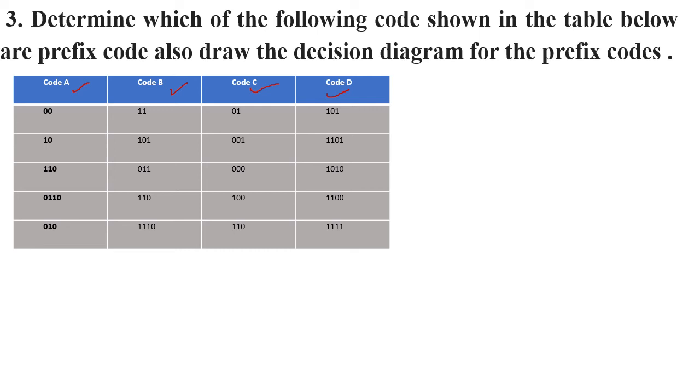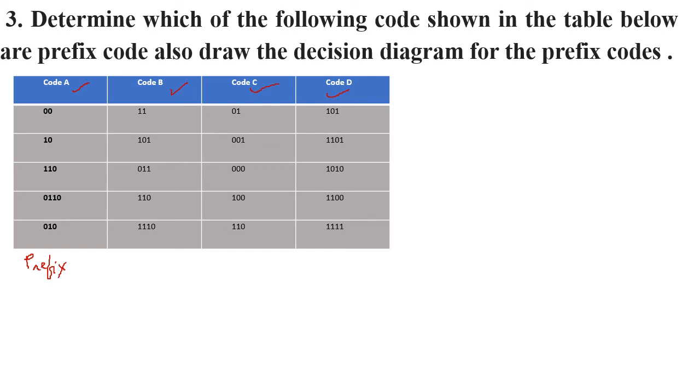For the prefix property, no code word should be a prefix of other code words. So we'll just observe the code here. 00 is not a prefix of any other code word. 10 is not a prefix. 110 is also not a prefix. 0110 is also not a prefix of another code word. So we can tell that this is a prefix code. We'll just do it by observation. This is the prefix code.